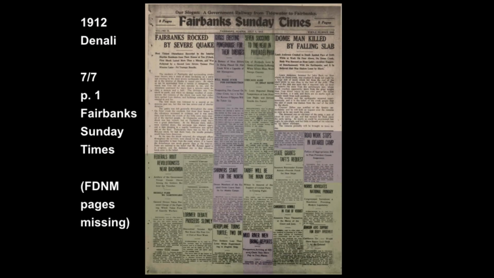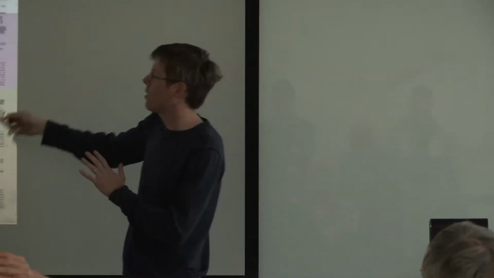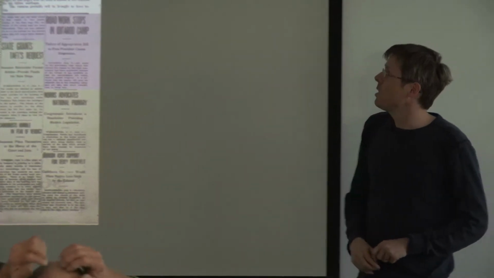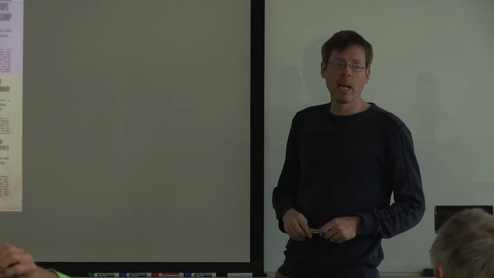On to the earthquakes. The 1912 earthquake in Denali. This is the Fairbanks Sunday Times. There is no record of the Daily News-Miner from July. We have the beautiful coverage of Katmai from the previous month, but we don't have any record at all from here. So this is a competing newspaper, but we still have the 1912 earthquake that happened somewhere on the Denali Fault.